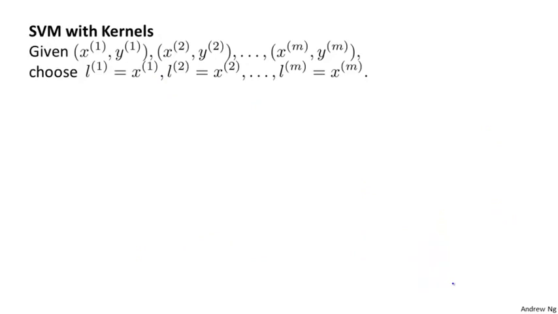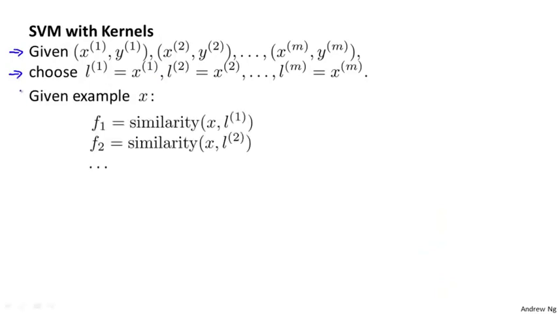So just to write this out a little more concretely, given m training examples, I'm going to choose the locations of my landmarks to be exactly the locations of my m training examples. When you're given an example X, and this example X can be something in the training set, the cross-validation set, or the test set, I'm going to compute these features, F1, F2, and so on, where L1 is actually equal to X1, and so on. And these then give me a feature vector, so let me write F as a feature vector.